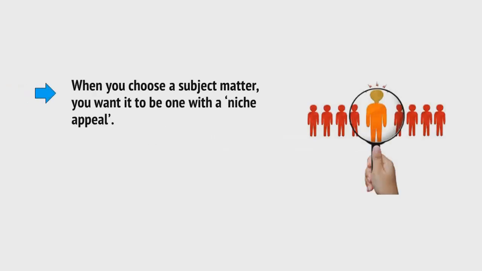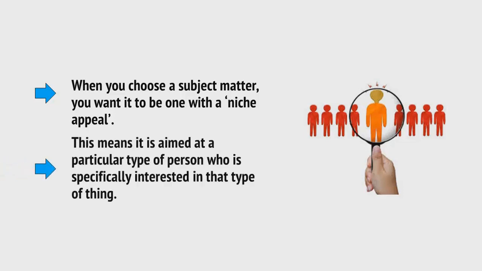The reason we call it a niche, or niche as some people pronounce it, when talking about an online business, is that a niche is a particular category. This is not only your subject matter, but also the type of person who is going to be reading your content. It's very important that you choose this correctly because the niche will affect the size of your potential audience. When you choose a subject matter, you want it to be one with niche appeal. This means it's aimed at a particular type of person who is specifically interested in that type of thing.